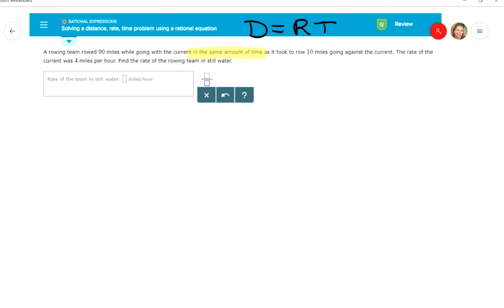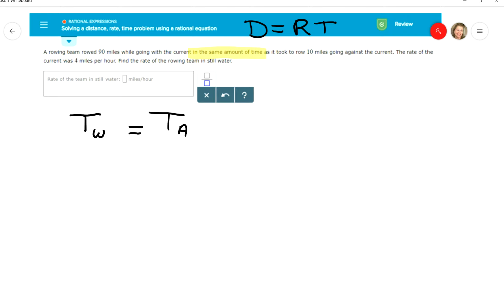Now, whenever I'm doing algebra, I'm dealing with equations. There's got to be an equal sign somewhere. And right there's my equal sign. It tells me that the time that they rowed when they were going with the current, I'll use W for with, is equal to the time that they took to row 10 miles against the current. All right. So I know something is equal. The time with equals the time against.